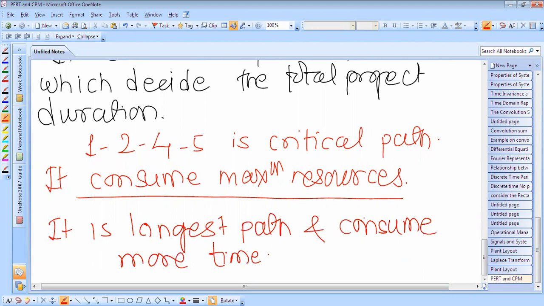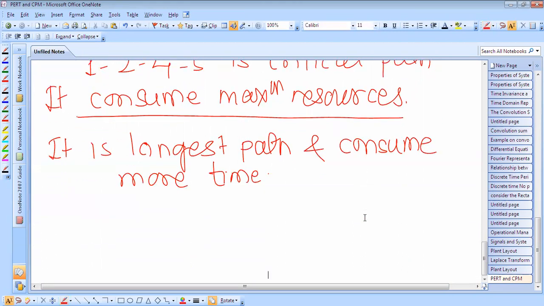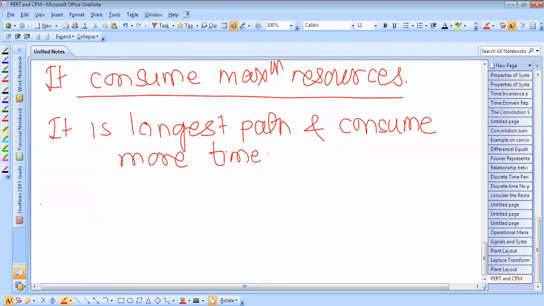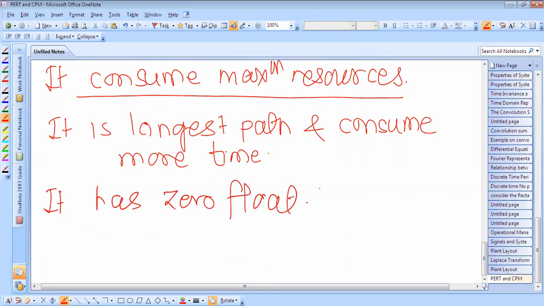And therefore the critical path has zero float. Float or slack means spare time. It has a zero float. The expected completion dates cannot be met. Whatever date we have estimated for the completion of the project, that cannot be met. It always takes more time than expected, even if one critical activity is delayed.